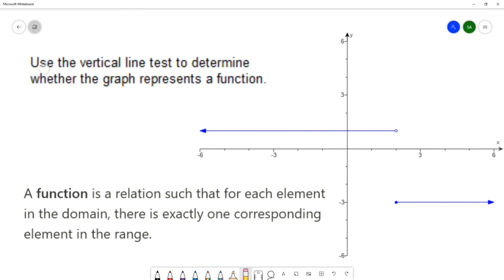In this question, we want to use the vertical line test to determine whether the graph represents a function. And we're given this graph over here. It's a little bit crowded with my words. But before we go over that, let's just think about what the definition of a function is. A function is a relation such that for each element in the domain, there's exactly one corresponding element in the range. So we want to know whether this graph here represents a function, and this is what a function is.